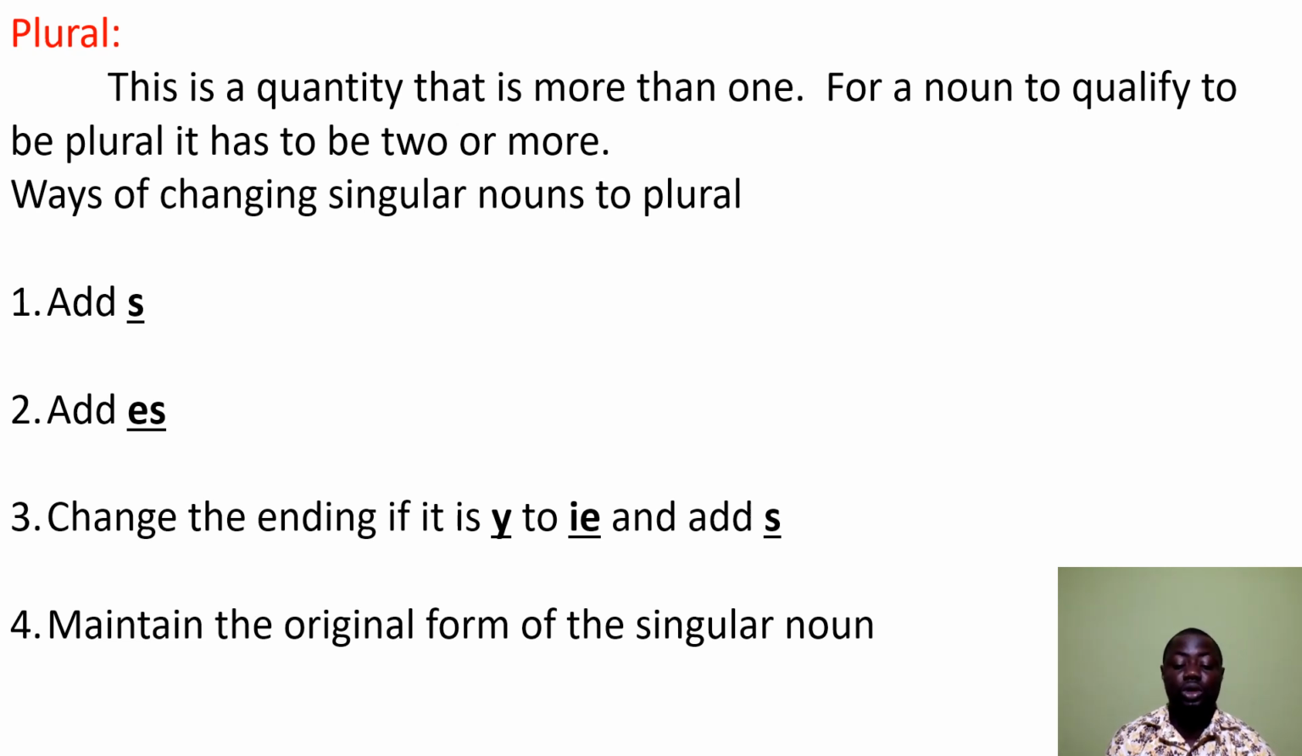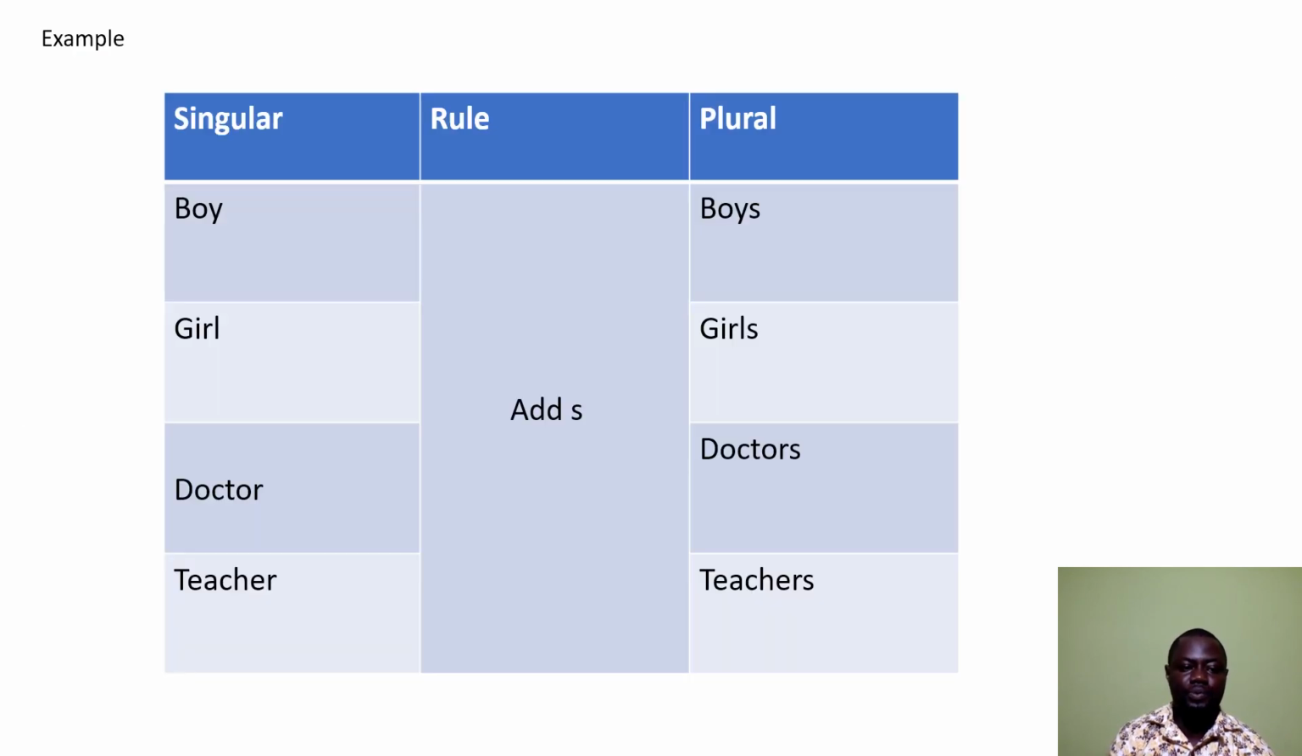Now, maintain the original form of the singular noun. Some nouns don't change when they become plural. You still maintain the same singular as their plural. Let's take a look. For example, for boy, you add s. So boy becomes boys. Girl becomes girls. Doctor, doctors. Teacher, teachers. Have you realized? These are all regular nouns. You just change them by adding s.